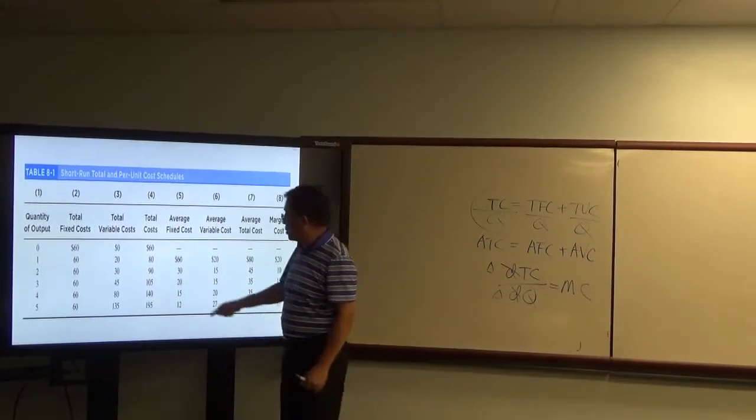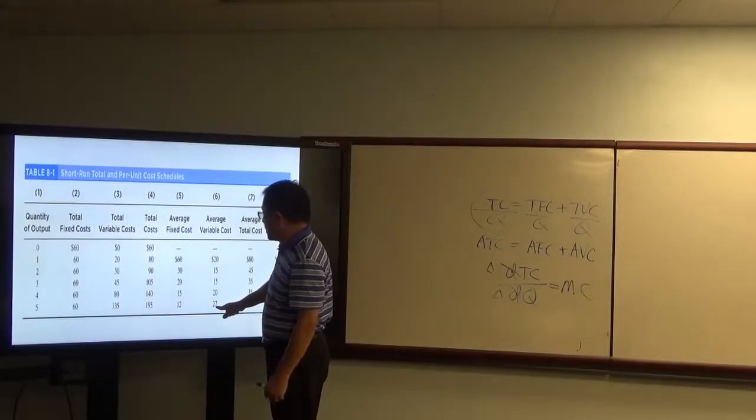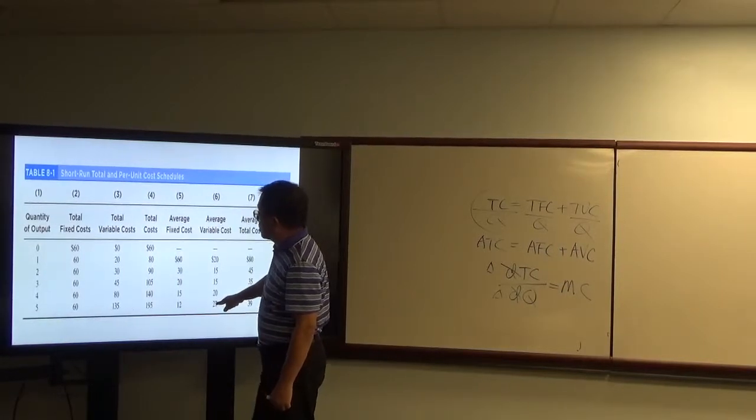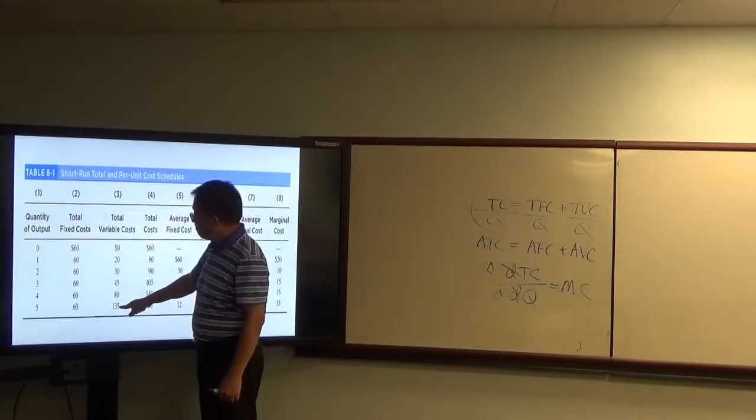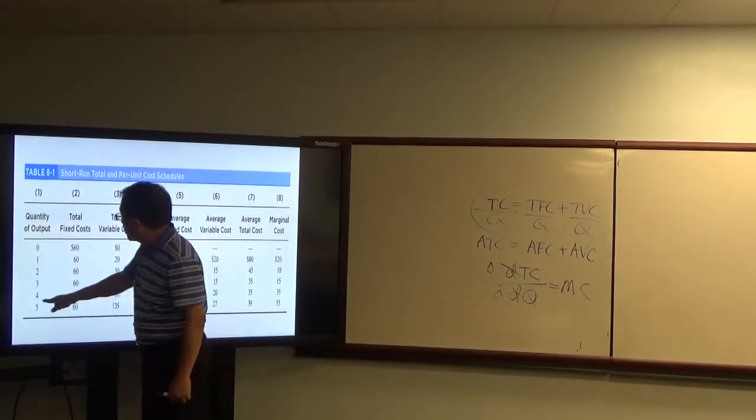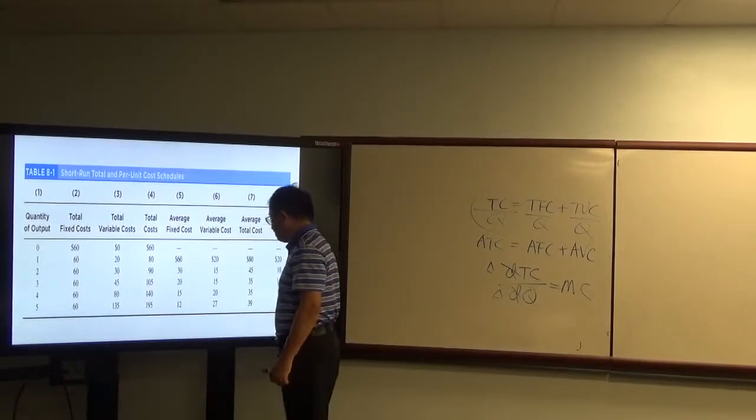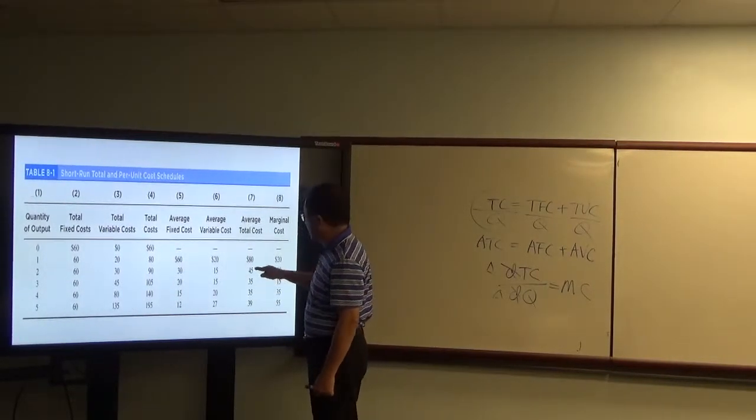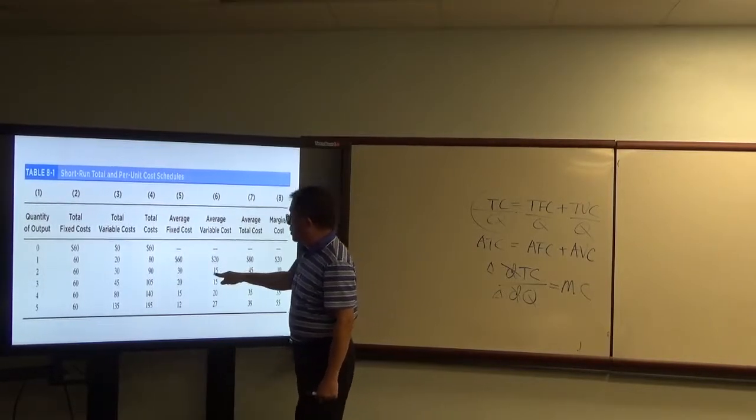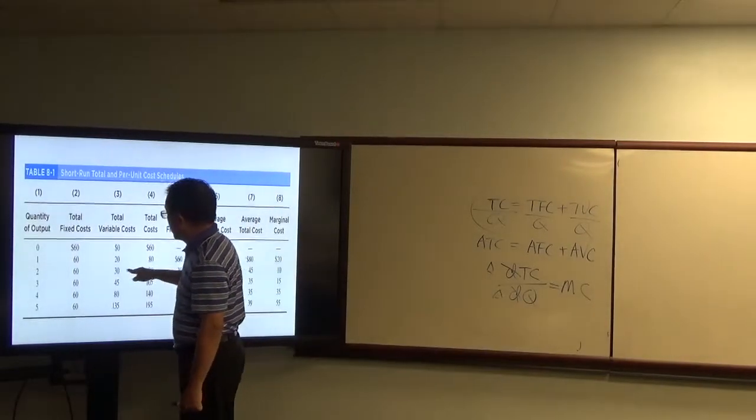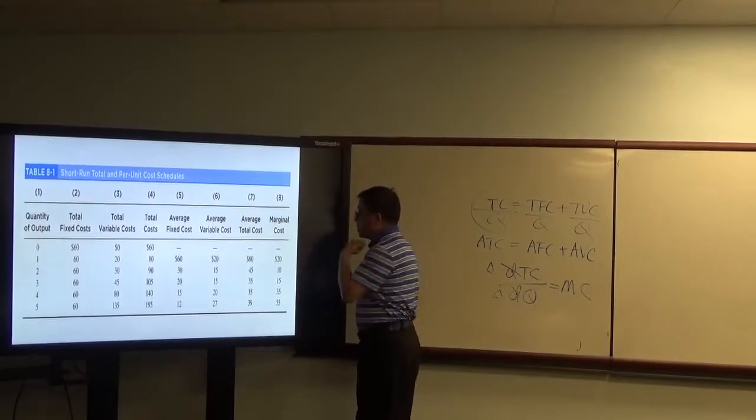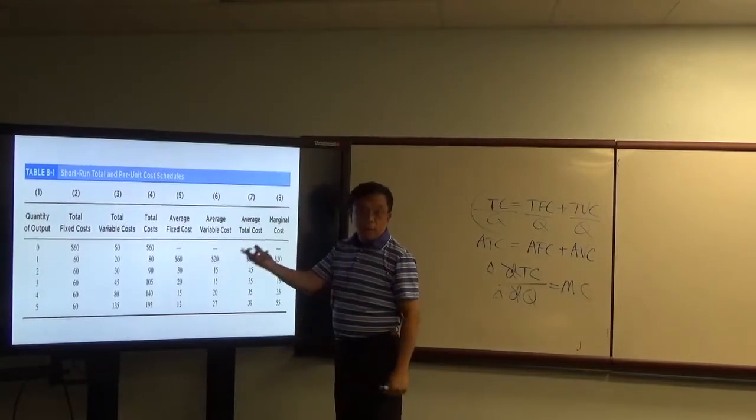So for example, this number 27 is what? The average variable cost. Let's find the total variable cost, 135, divided by the output level. And how about this 45? 45 is the average total cost: 90 divided by 2. That's 45.